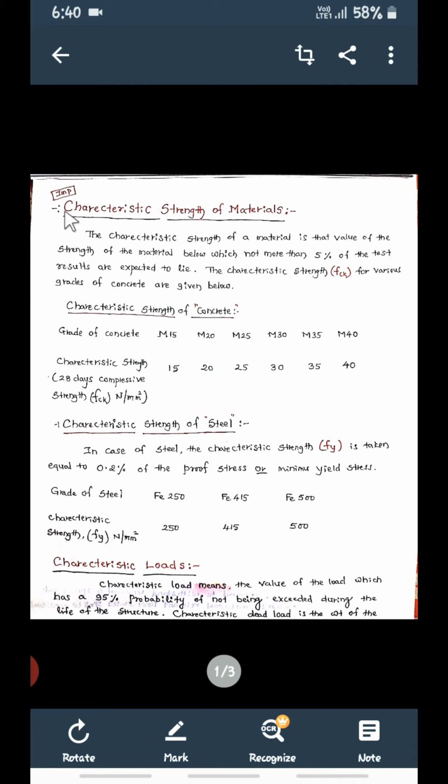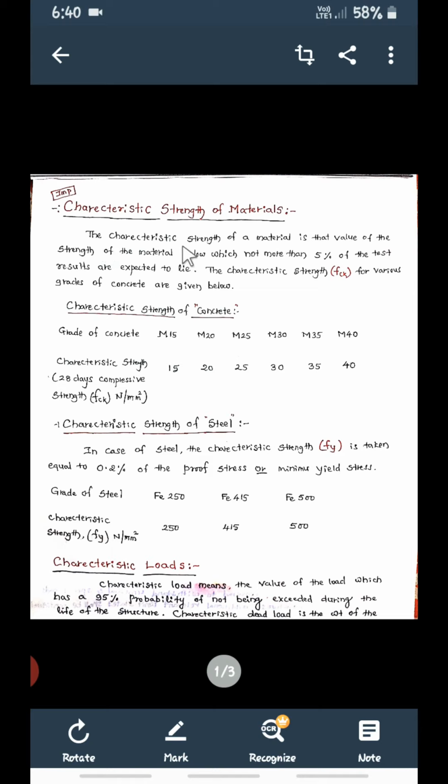So what do you mean by this characteristic strength? As you know, the different materials we are using in RCC, there are two important materials. One is concrete and another one is steel. So we should know the characteristic strength of concrete and the characteristic strength of steel. Before that, what do you mean by characteristic strength? That we are going to see.